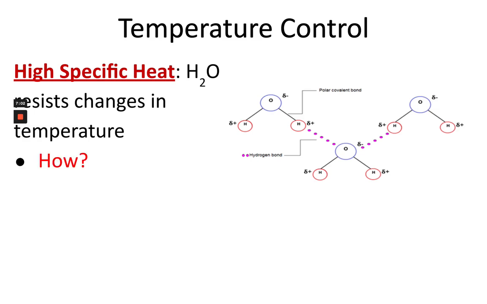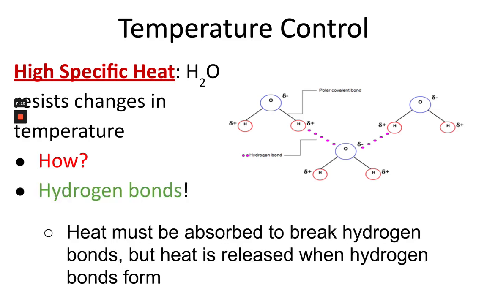And so how is water so able to resist that change in temperature? Well, it's hydrogen bonds once again. Heat has to be absorbed, and heat in this case is our form of energy, and it's what we're measuring with temperature, but it has to be absorbed in order to break those hydrogen bonds. But then every time those hydrogen bonds reform, more heat is released. And so it takes a lot to overcome that process.